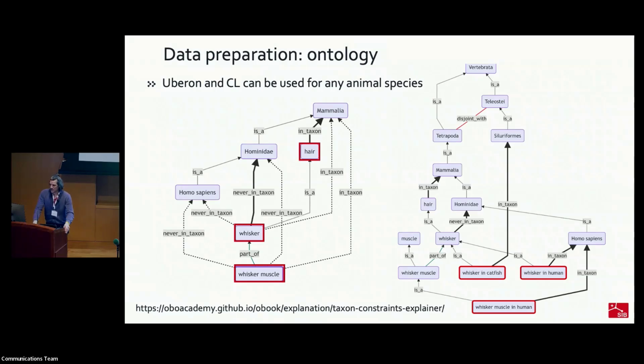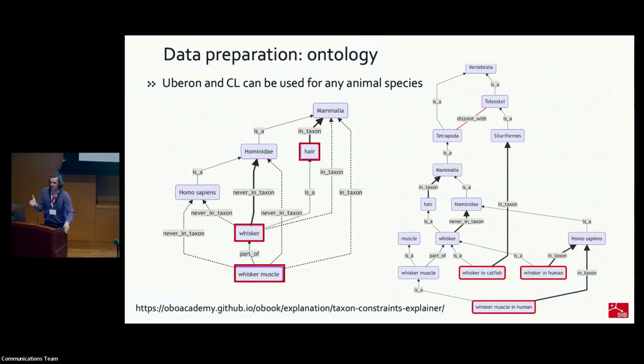So we use Uberon and the cell ontology, and we need to infer for each species we integrate which terms exist or do not exist in those species. And for this, we use the taxon constraints that are shown on the left, so that then using a reasoner, we can infer, for instance, in the example here, that a catfish does not have hair because it exists only in mammals, or that a human does not have a whisker muscle because whisker does not exist in human.